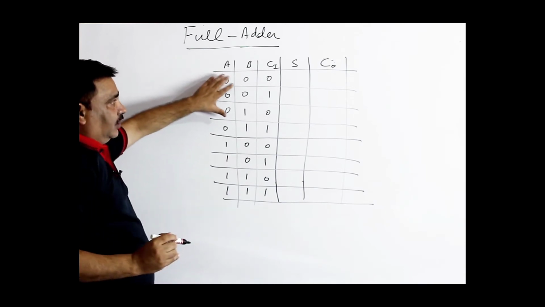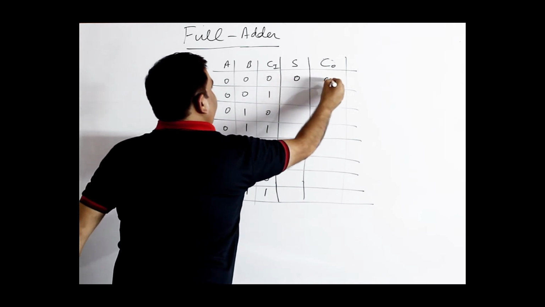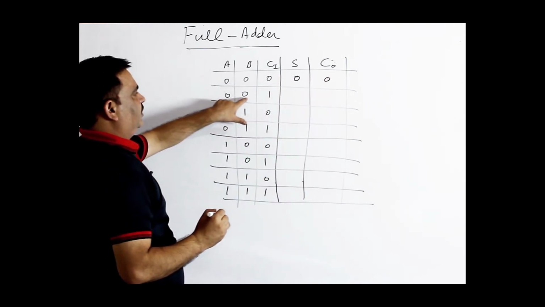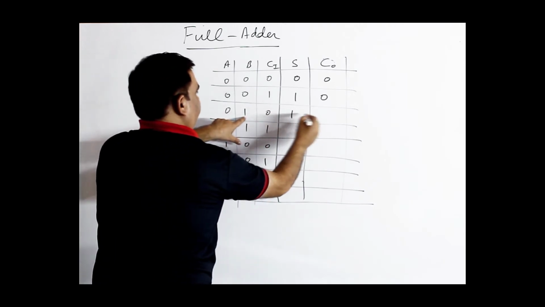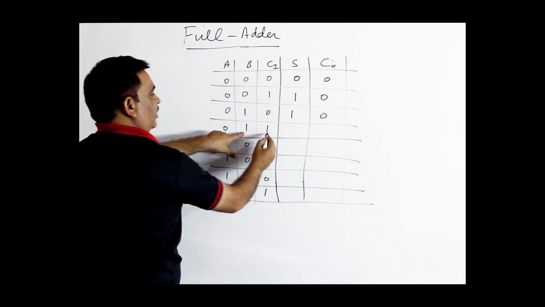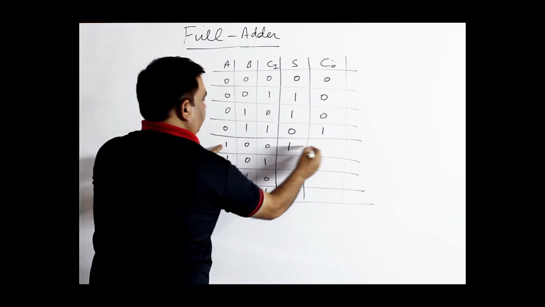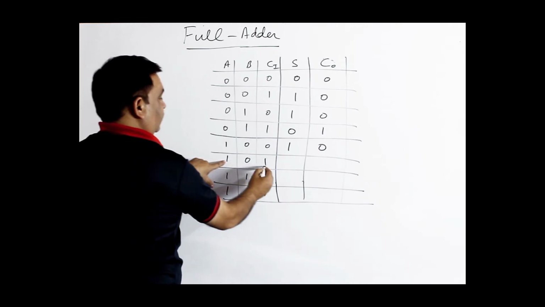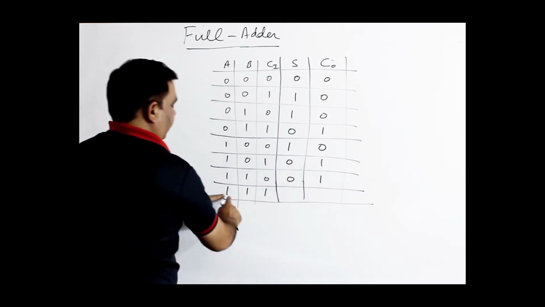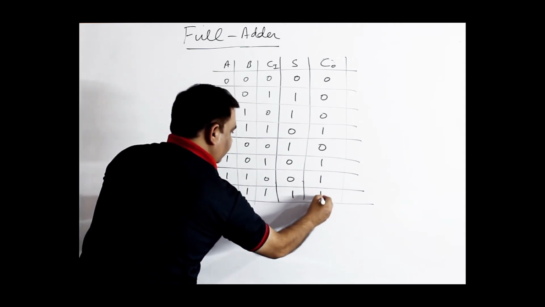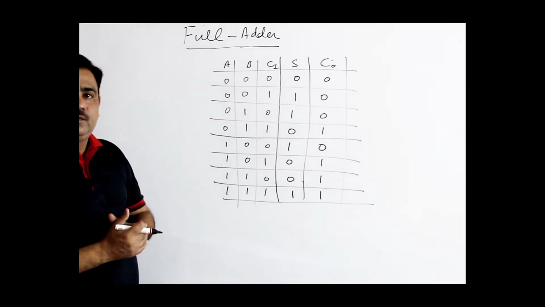Okay, now get the sum and carry. 0 0 0, sum is 0 and no carry, means 0 carry. Same way 0 0 1, sum is 1, there is 0 carry. Sum is again 1, carry 0. The 2 ones, 1 plus 1 is 0 and carry over 1. Again 1 plus 0 is 1, there is no carry. 1 plus 1 is 0 and carry over 1. Same way 1 plus 1 is 0 and carry over 1, and 1 1 1 gives sum 1 and carry over 1. So, this way we can draw the truth table of full adder.